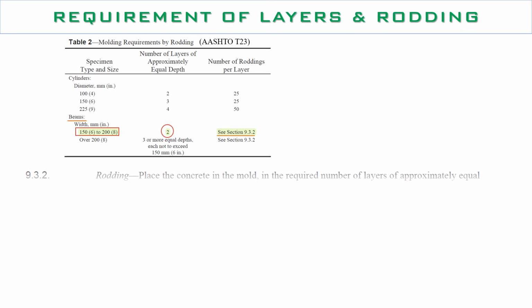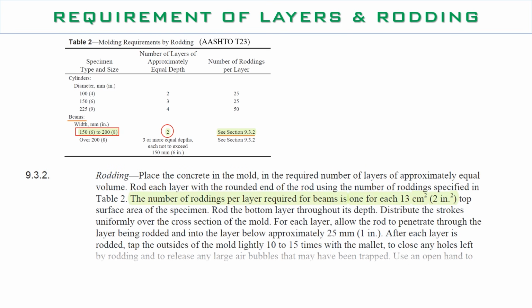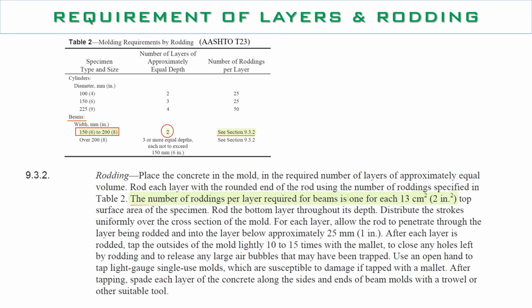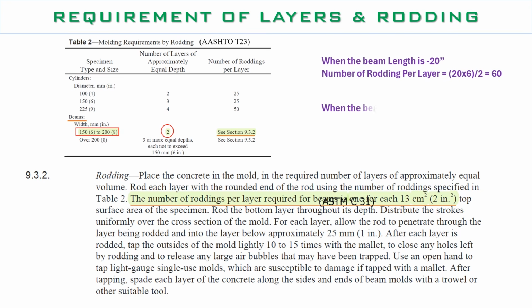In section 9.3.2, it is mentioned the number of rodding per layer requirement of beam is 1 for each 13 cm square or 2 inch square. When the beam length is 20 inch, the number of rodding per layer will be 60. And when it is 21, it will be 63. After each layer of rodding, tap the outside of the mold 10 to 15 times with mallet.